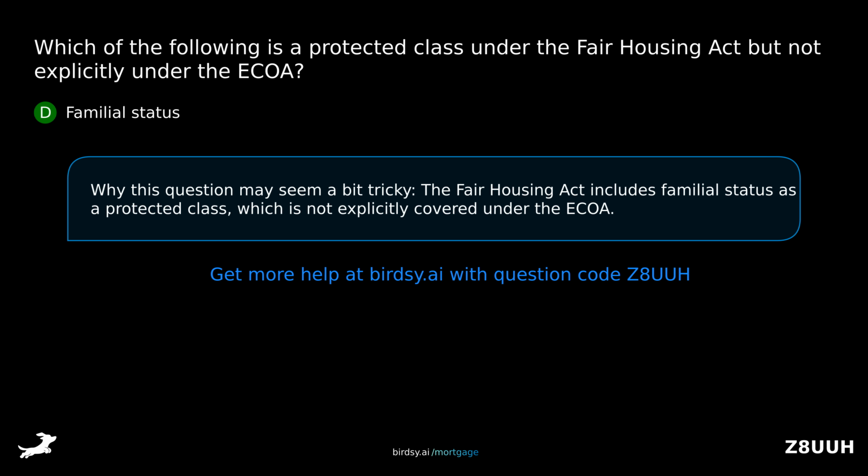The answer is D. Familial status. Why this question may seem a bit tricky. The Fair Housing Act includes familial status as a protected class, which is not explicitly covered under the ECOA.